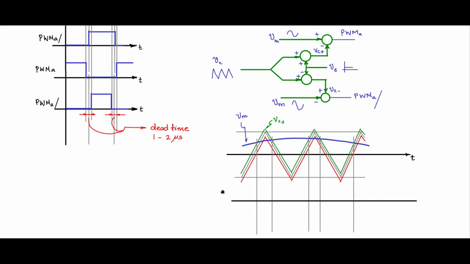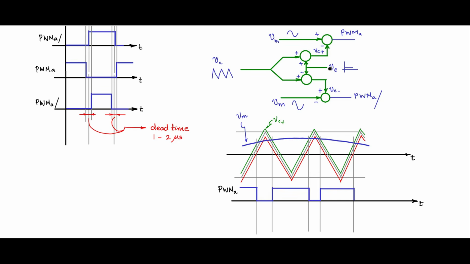Now let us draw the PWMA waveform. What is PWMA? Whenever the modulating signal is greater than Vc plus, it will be high. So here it is greater than Vc plus, high. Here Vc plus is higher, you get a low at PWMA. Then high here at this point. So in this fashion, you get the PWMA waveform.